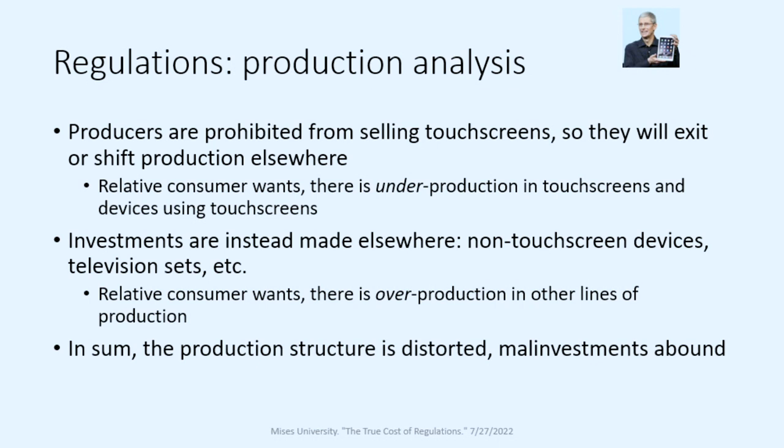Well, what that means from a consumer point of view, of course, is that there's an underproduction of touchscreens. But since we're shifting these investments elsewhere in the economy, we get overproduction of those things, because we would not get production of those things if we could produce the iPod Touch. Because the iPod Touch is the higher value, or at least entrepreneurs think so, right? So we get underproduction of the iPod Touch and anything touchscreen-ish, and we get more overproduction of other things wherever that capital is reallocated to. Okay?